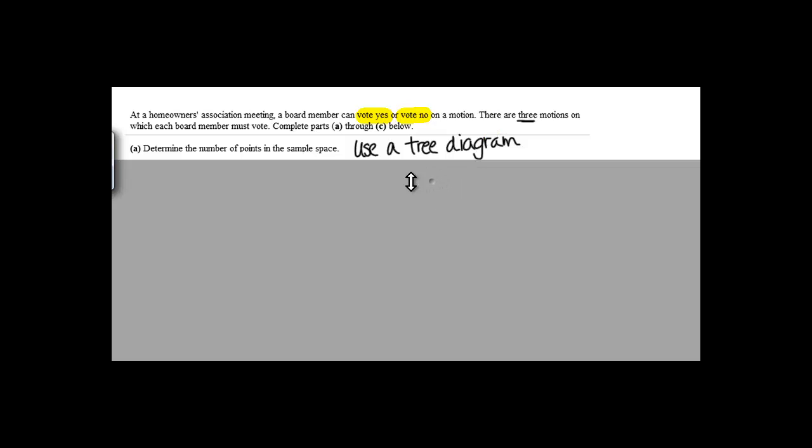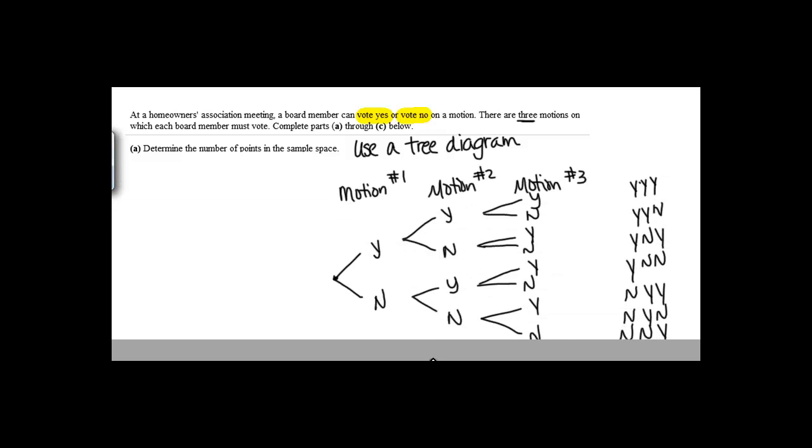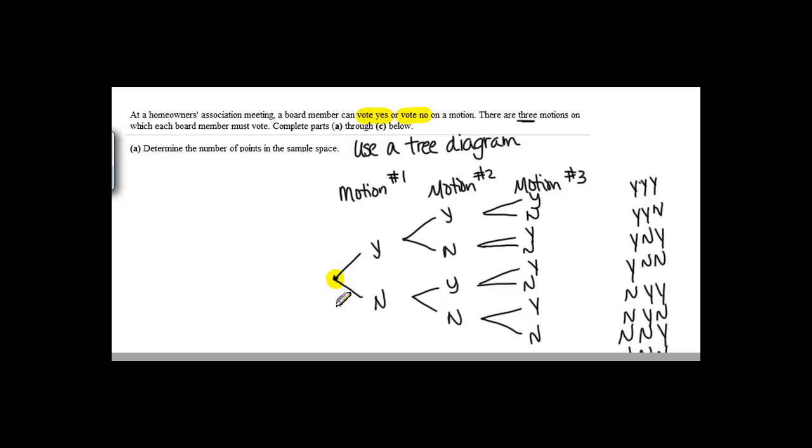Okay, so we're going to use a tree diagram to determine the number of points that are in the sample space. And then I am going to follow that up using the counting principle. To use a tree diagram, we want to begin by starting with a dot or the trunk of the tree. And then we have our 3 motions, motion 1, motion 2, and motion 3. So on the first motion, a board member can either vote yes or no. That will have no effect on voting for the second motion.